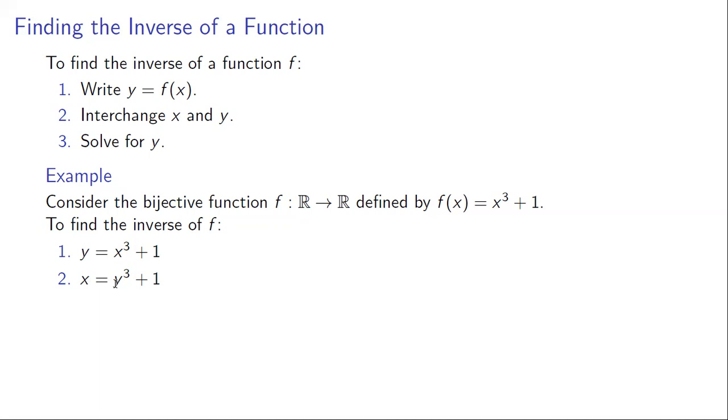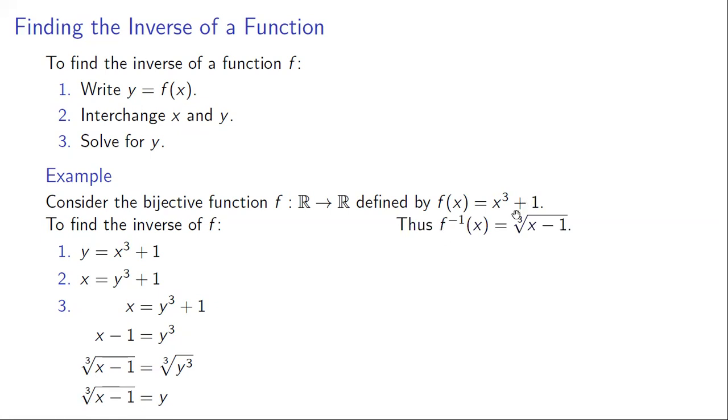So let's do that. We know that x is equal to y cubed plus 1. We want to solve for y. So we're going to bring the 1 to the other side. So we have x minus 1 is equal to y cubed. Now we can take the cube root of both sides, and then we simplify that to this. So we solve for y. y is equal to the cube root of x minus 1. Thus, the inverse of f, f inverse of x, is equal to the cube root of x minus 1.